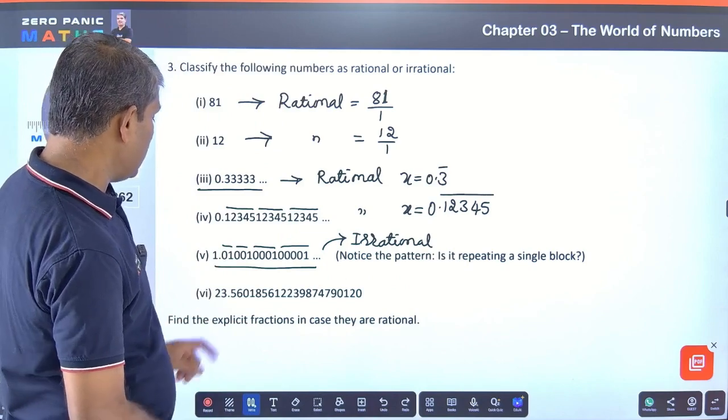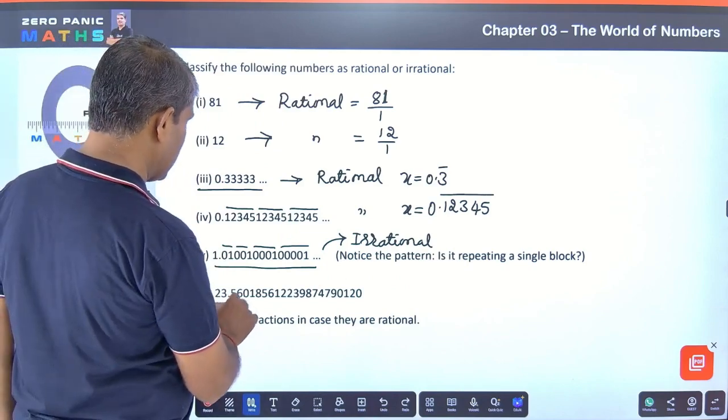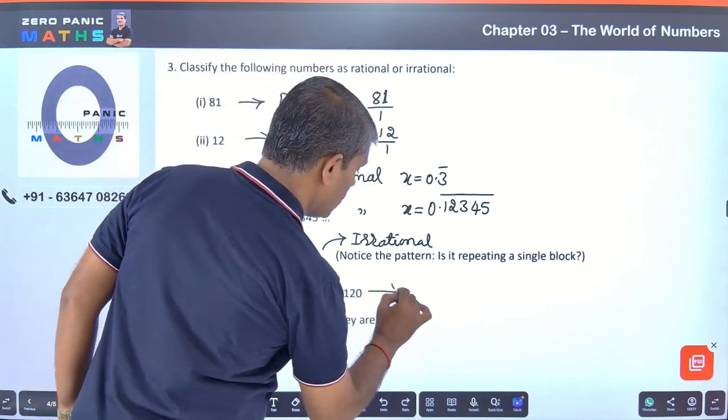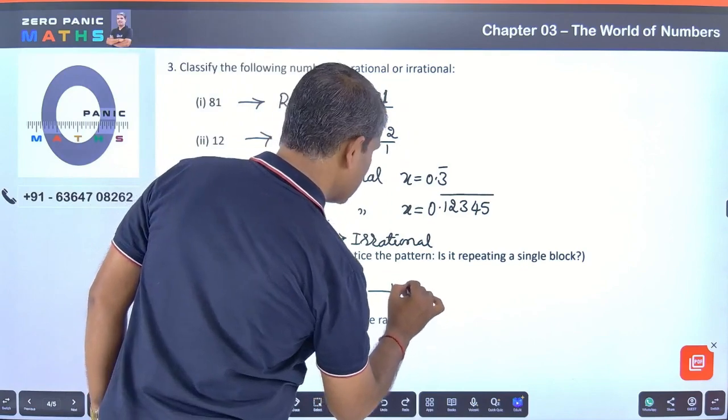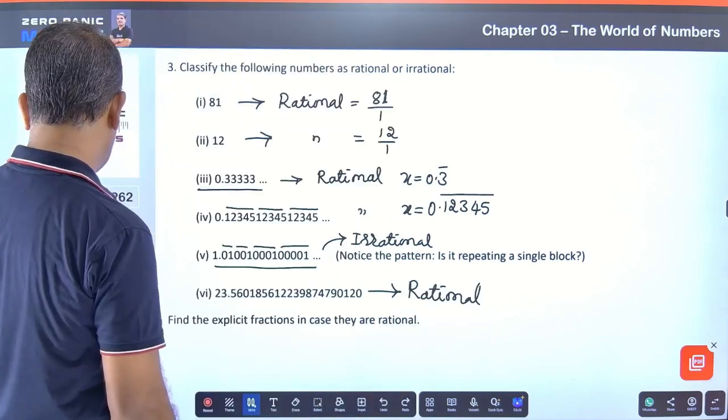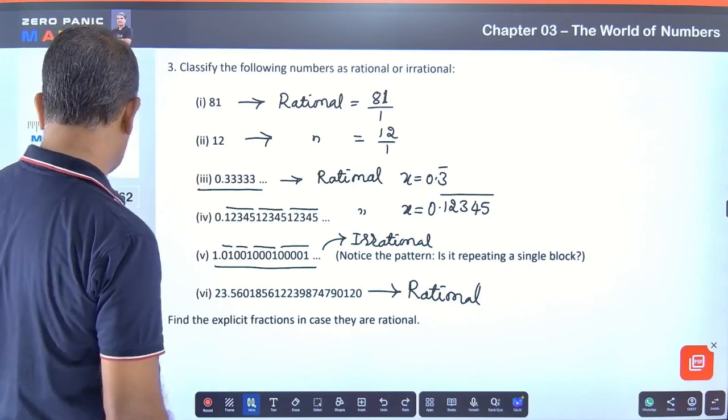The sixth one is a terminating rational. It is a rational only. Okay, to classify it, it is a rational number only. Now let us do the third and fourth questions.